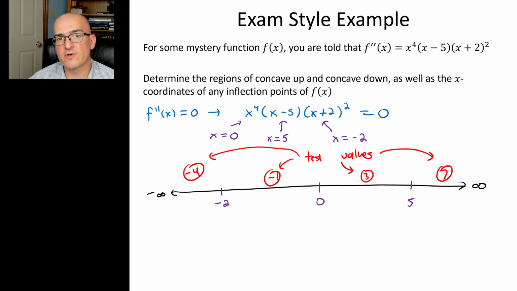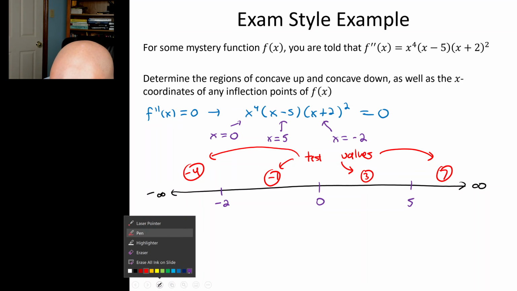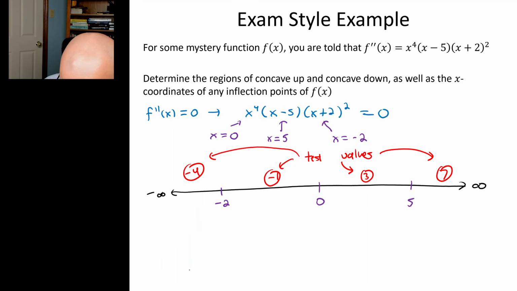Those are just numbers chosen to represent that entire region of the number line. Now we're going to plug those test values into the second derivative. So f double prime at negative 4. We're going to have negative 4 to the power of positive 4 times negative 4 minus 5 times negative 4 plus 2 all squared. So that'll be a positive number times a negative number times a positive number.